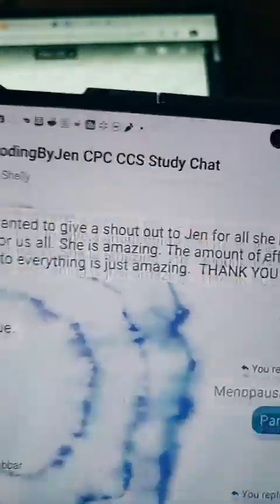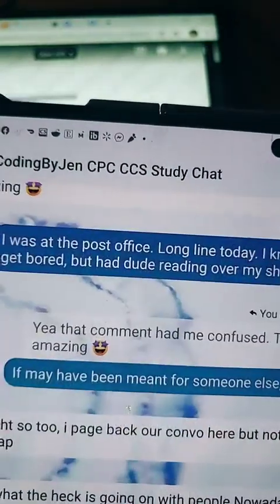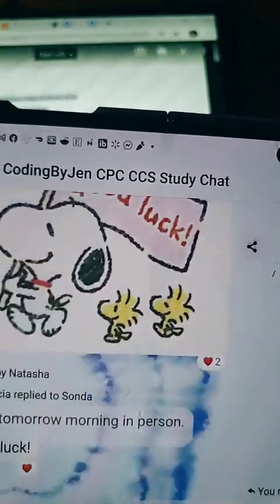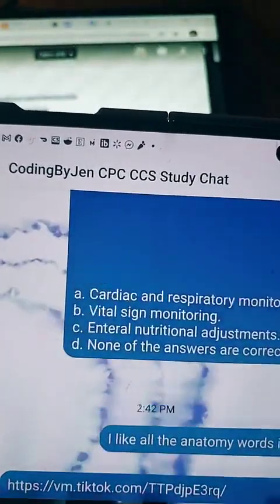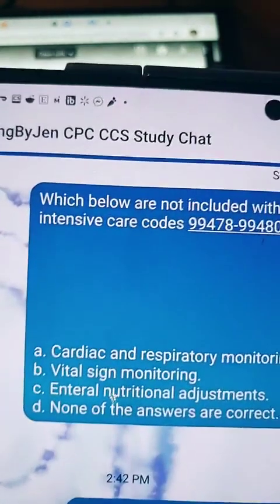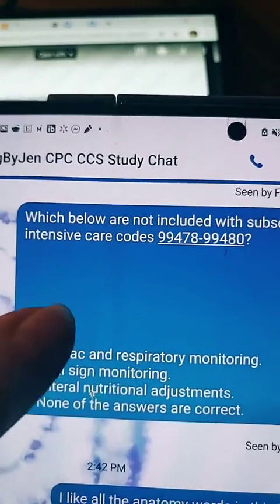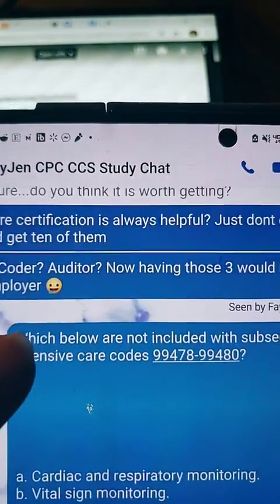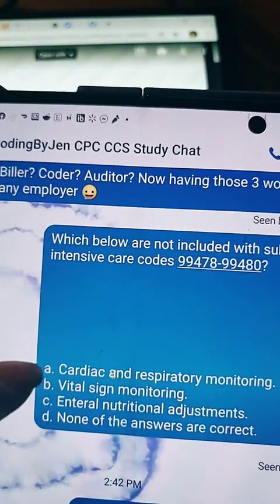I query questions and ask people CPC exam questions most every day. I try my very best. We wish everybody good luck. We congratulate people when they do good and pass the exam. We build everybody back up if they happen to not pass, but so far everybody's passing. We just got to stay at it.